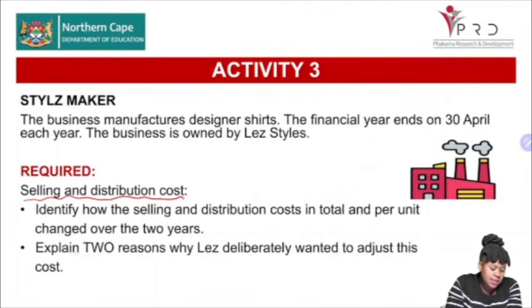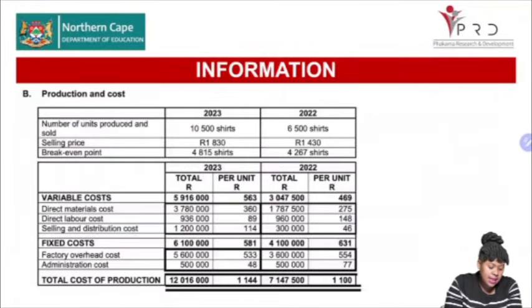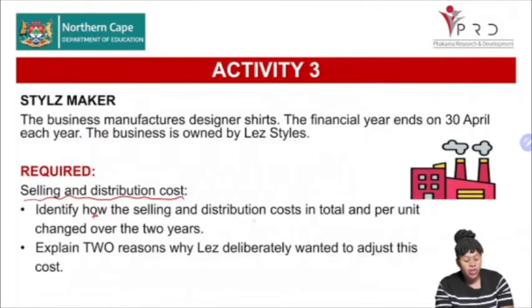Then the next question says explain 2 reasons why Les deliberately wanted to adjust this cost. Okay, so the first question states that let's quickly go back, identify how the selling and distribution cost in total and per unit has changed over the years. How has it changed over the years? That is what you need to identify.